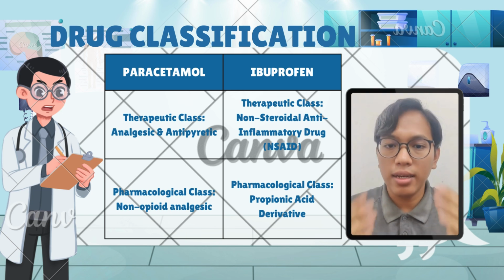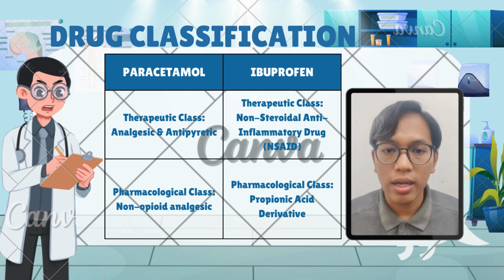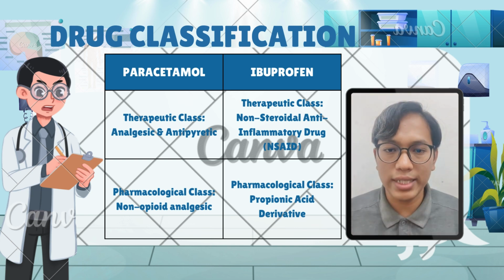Second part is drug classification. First, paracetamol. Therapeutic class for paracetamol is analgesic and antipyretic. Pharmacological class for paracetamol is non-opioid analgesic.